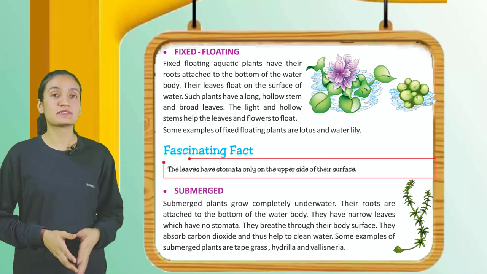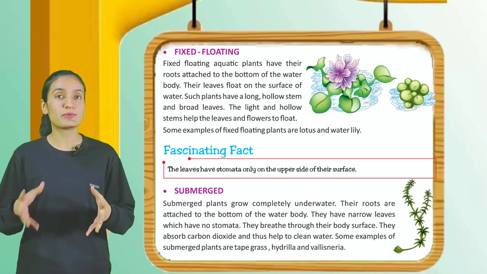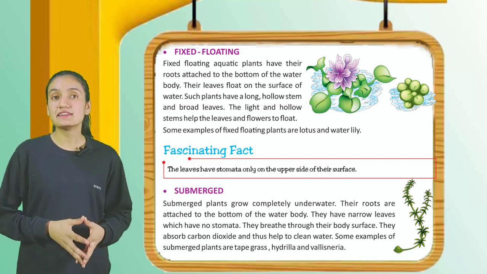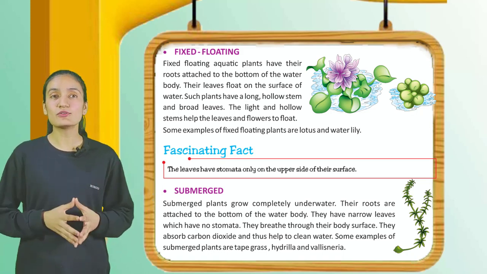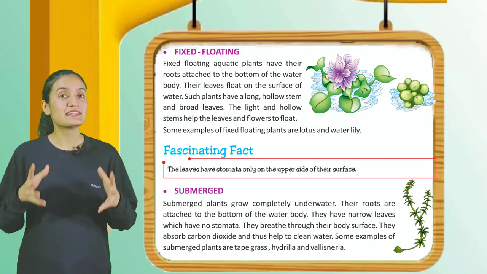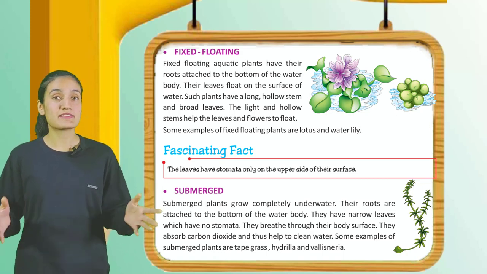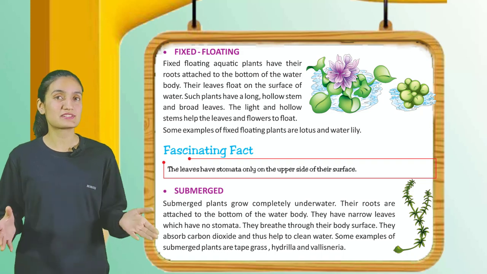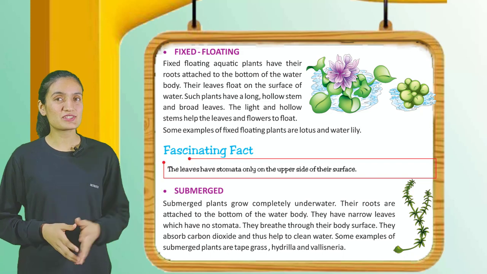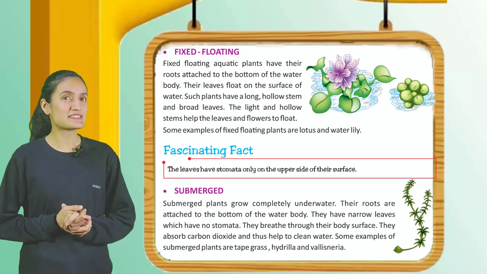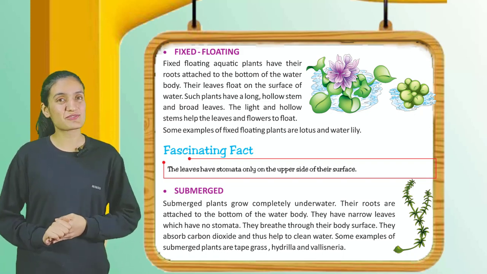Now, fixed floating. Fixed floating aquatic plants have their roots attached to the bottom of the water body. Their leaves float on the surface of water. Such plants have a long hollow stem and broad leaves. The light and hollow stem help the leaves and flowers to float. Some examples of fixed floating plants are lotus and water lily. You can see the picture of lotus and water lily. Now let's see the fascinating fact. The leaves have stomata only on the upper side of their surface.